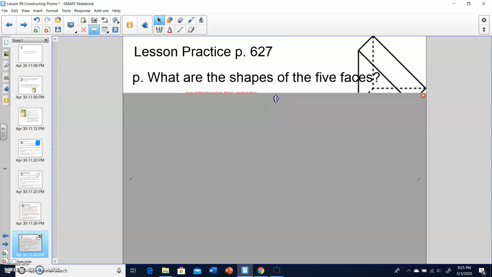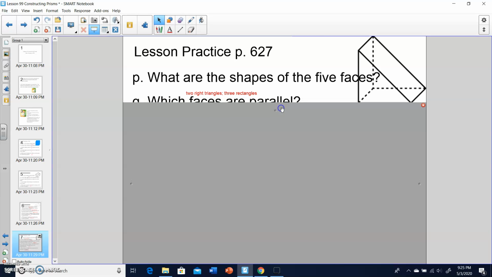Okay, so it looks like this. And what are the shapes of the 5 faces? Okay, so we have a right triangle here in the front and a right triangle in the back. I have a rectangle making this side, a rectangle making this side, and then the bottom that it's sitting on, the base, is also a rectangle. So 2 right triangles and 3 rectangles. Which faces are parallel? Okay, so which sides will never intersect? Okay, so this right triangle and this right triangle.